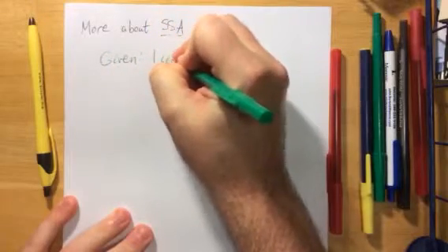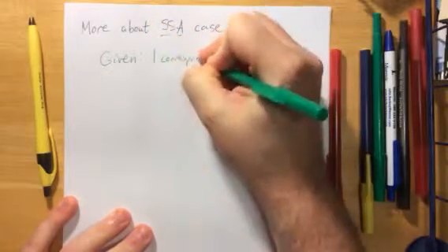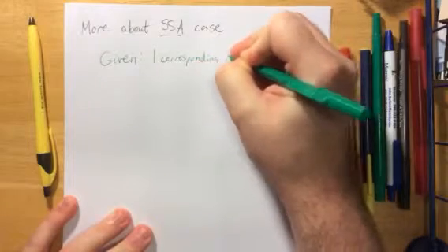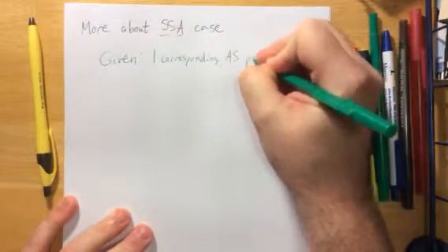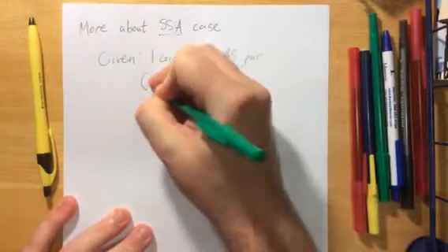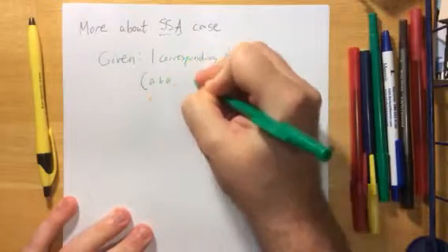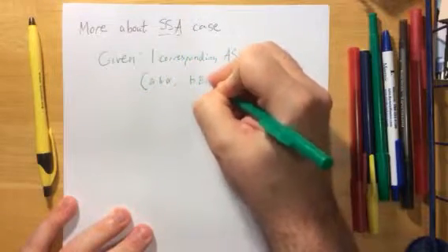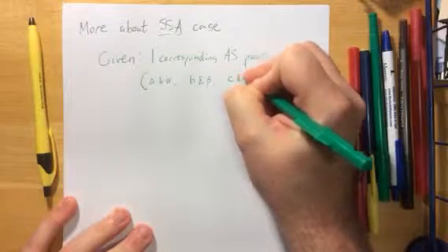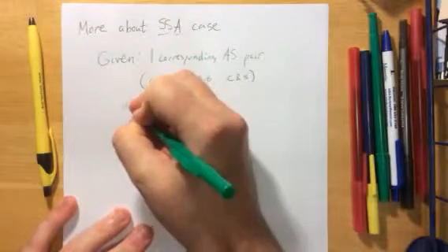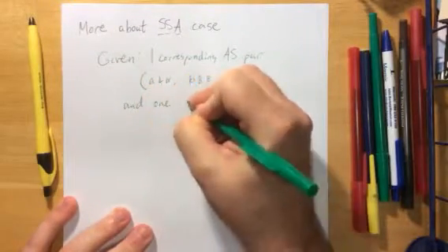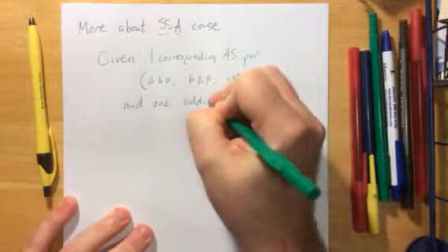are one corresponding angle side pair. That is, we've either been given A and alpha, B and beta, or C and gamma. And one additional side.